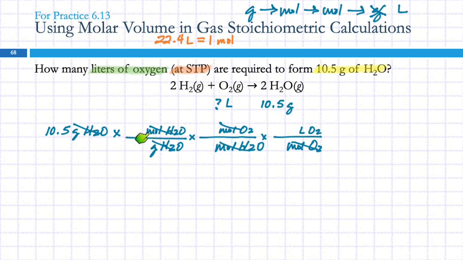So in this first one, I need the molar mass of water. So we can calculate that, but I'm just going to save some time because I happen to remember that one. Then the mole ratio here, coefficients in the balanced chemical equation. So 1 mole of oxygen for every 2 moles of water. And then this last one, that's where we can use 22.4 liters per mole. You can only use that at STP and only for gases. It's not true for anything else.